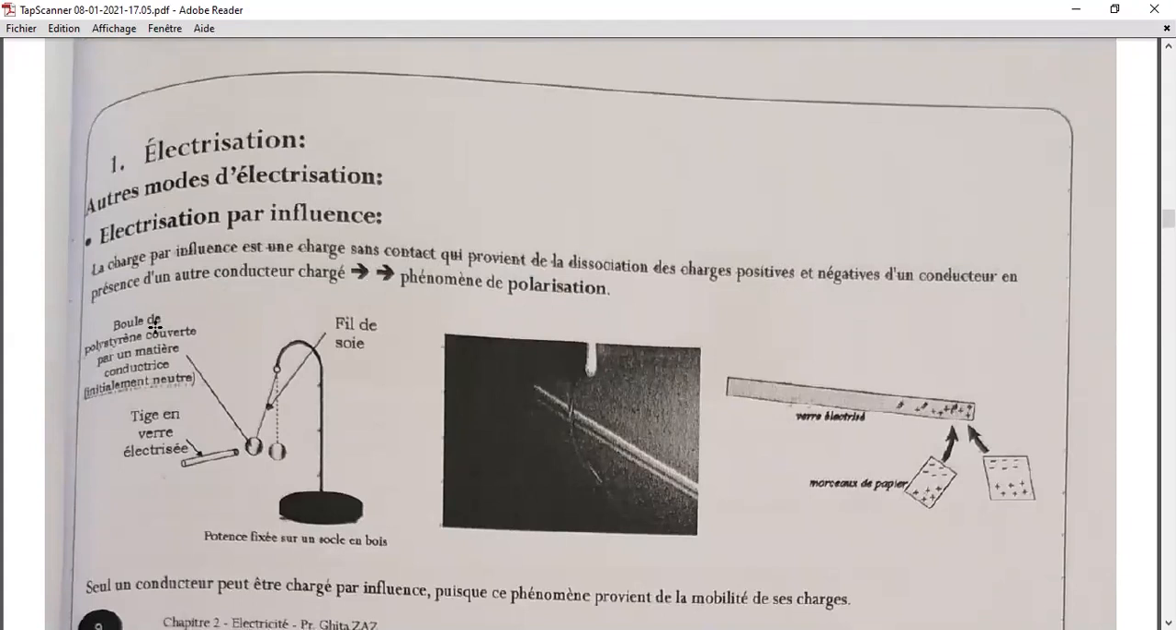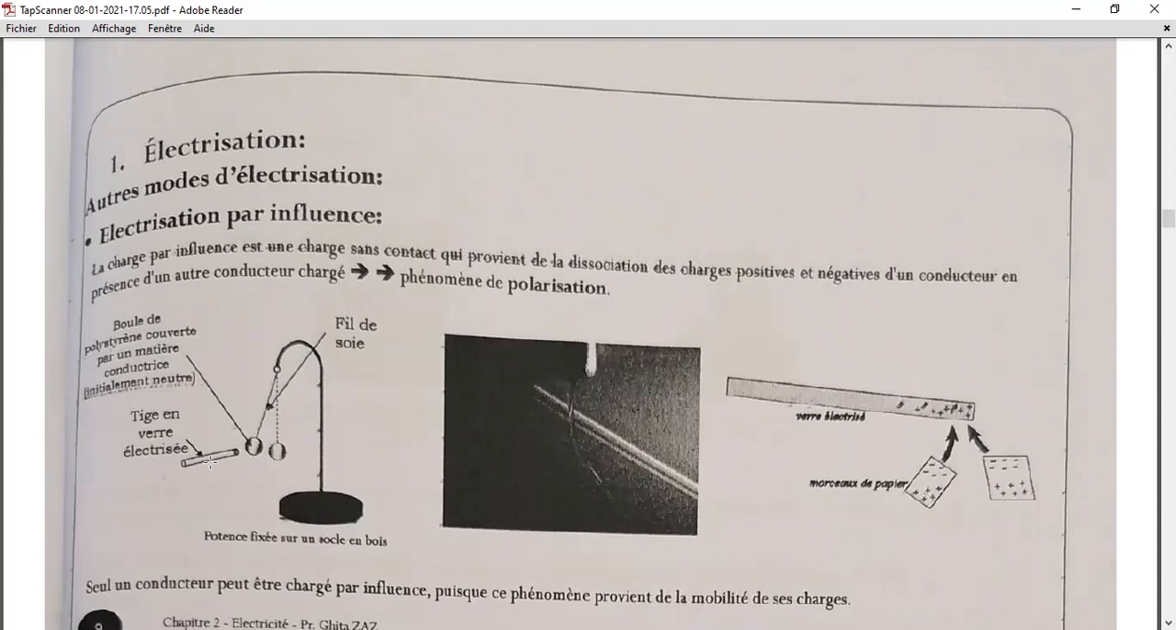First of all, you get a boule de polystyrène couverte par un matériau conducteur. So I'm going to get a ball which is a conductor of electricity, made of a sort of metal. Then I'm going to get what? A tige en verre électrisé. A glass rod which I've already rubbed and it is charged. So what am I going to do? I'm going to move this glass rod near to my ball, a conductor which is neutral.